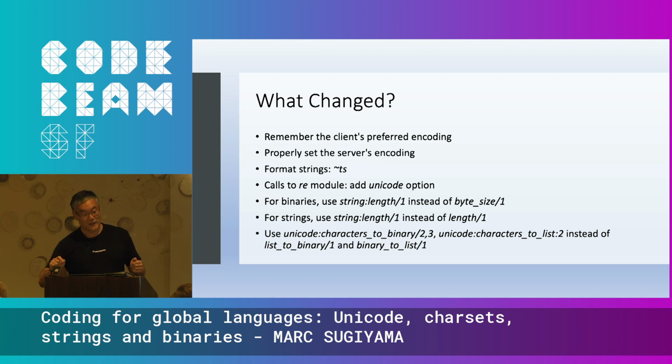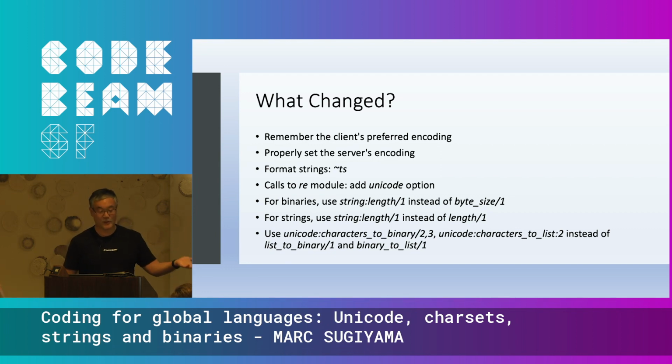And similarly, for a character list, we decided that we should also start using string length instead of length. Oh, actually, no, that wasn't what. It was for IO list. For IO list, we needed to make sure that we were doing the lengths properly. So that's fine.